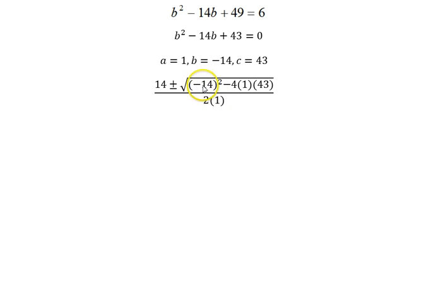I'm going to do some simplification here. I'm going to do negative 14 squared, and subtract 4 times 1 times 43. I'm going to clean this up a little bit, and upon doing that, I get 196. The 196 comes from negative 14 squared; negative 14 times negative 14 is 196. And then the 172 comes from 4 times 1 times 43. And then the 2 down below comes from the 2 times 1.